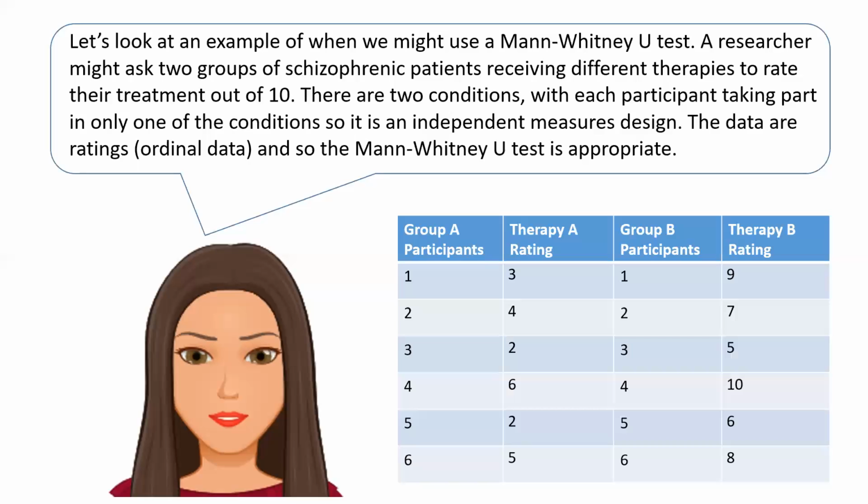Let's look at an example of when we might use a Mann-Whitney U test. A researcher might ask two groups of schizophrenic patients receiving different therapies to rate their treatment out of 10. There are two conditions, with each participant taking part in only one of the conditions. So it is an independent measures design. The data are ratings, which is ordinal data, and so the Mann-Whitney U test is appropriate.